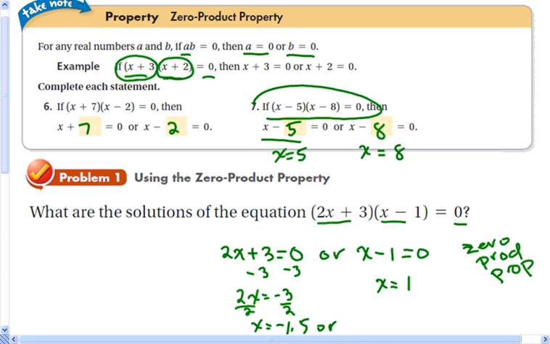Now just to check that, make sure it works, if I do 2 times negative 1.5 here, plus 3, well that right there equals 0. And anything that I multiply by 0 will equal 0. So it doesn't matter what this is. If we put negative 1.5 in there, we get negative 2.5, and 0 times negative 2.5 is 0. Likewise, if we put 1 in here, we're going to get 0 for that factor. And when we multiply by the other thing, it's going to equal 0.